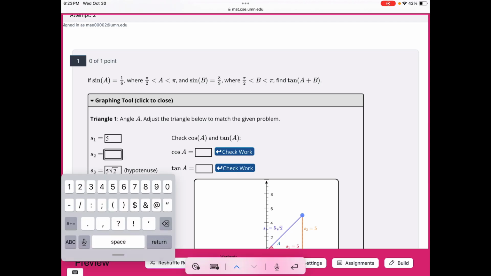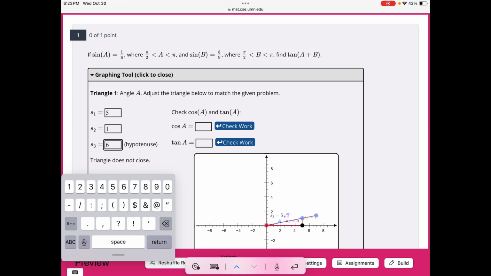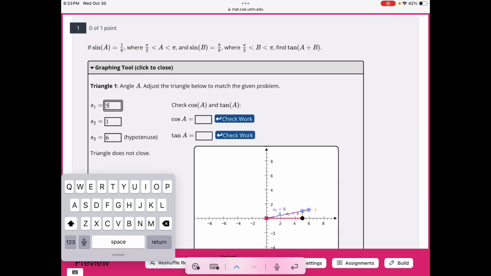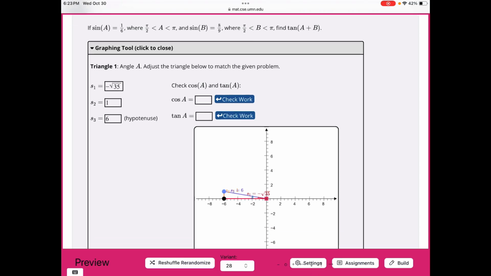I'm going to quickly sketch that this is the opposite side, this is the hypotenuse, and then I need my triangle to close. So to do that, I need to take the square root of 36 minus 1, and we know that it's in quadrant 2, so this x-coordinate value is going to be negative, and it's going to be square root of 35. All right, so there we go. My triangle closes. I don't care about the cosine for this formula.